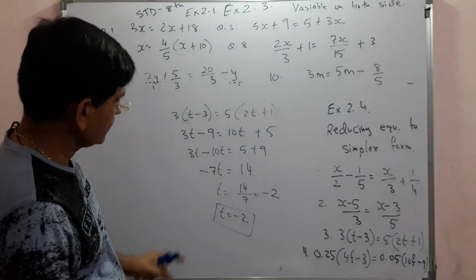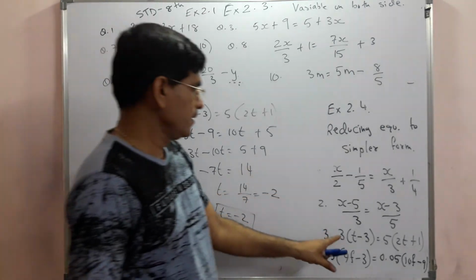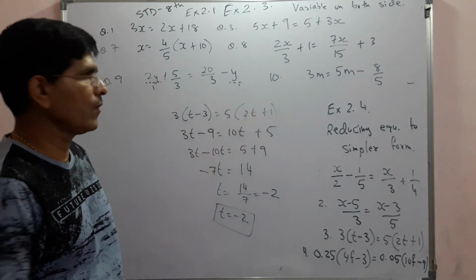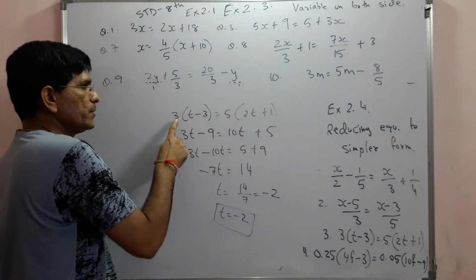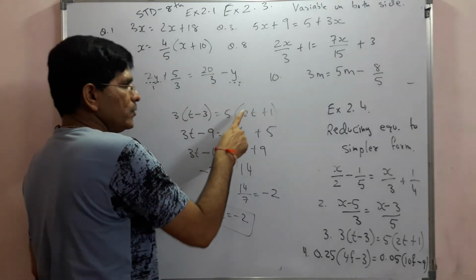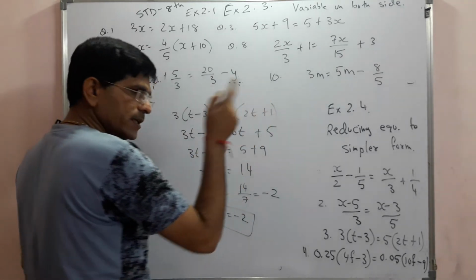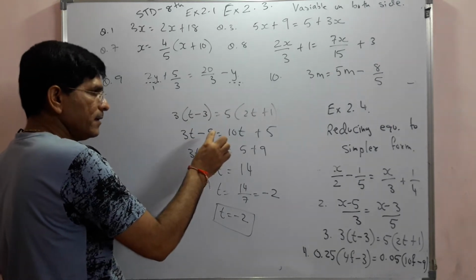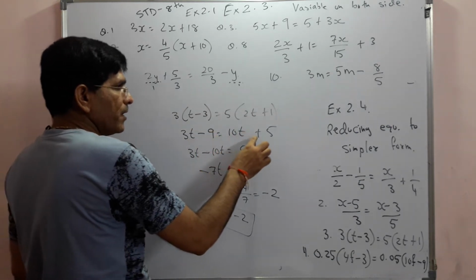So again, what is the target? 3 in bracket t minus 3 is equal to 5 bracket 2t plus 1. So 3t, that is 3 into t, 3 into 3, that is minus 9, 5 into 2t, that is 10t, 5 into 1, that is plus 5. Now 3t minus 9 is equal to 10t plus 5.